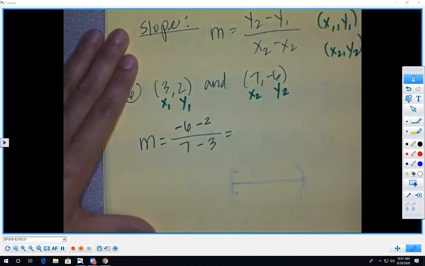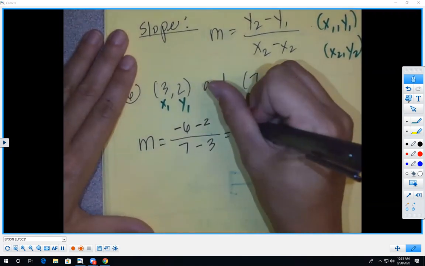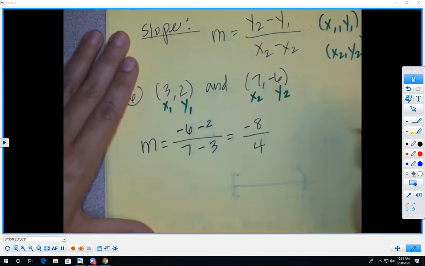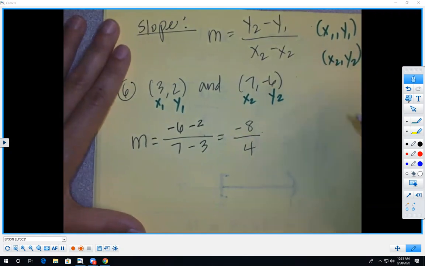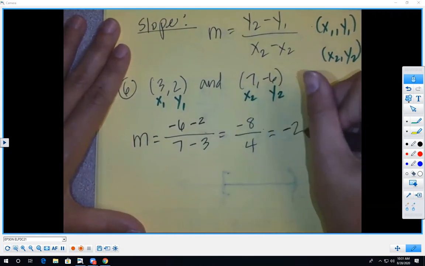What's -6 minus 2? -8. What's 7 minus 3? 4. If you can simplify that number, you got to simplify it. Okay. What's -8 divided by 4? -2. And that's your answer.